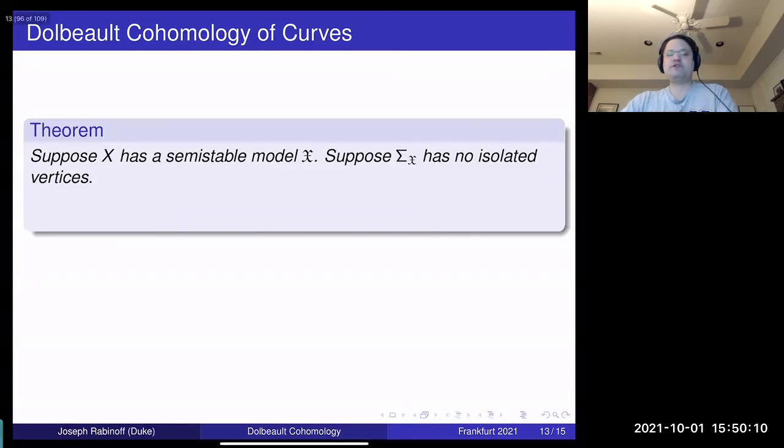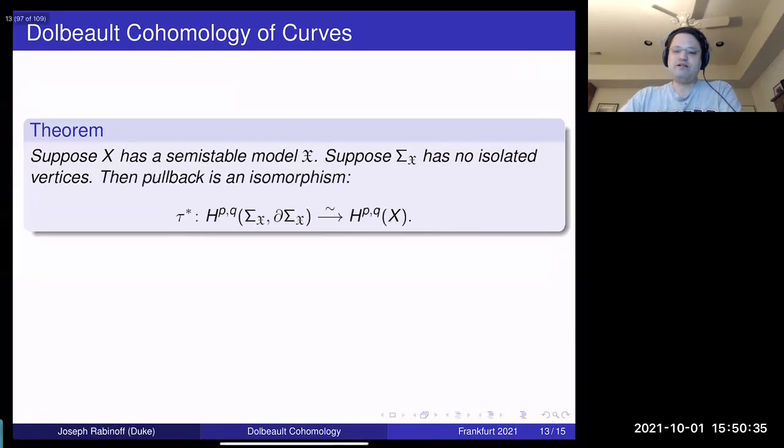But of course, you can always arrange for this not to happen by blowing up. If you have an isolated vertex that corresponds to a smooth connected component on the special fiber of your semi-stable model, and you're sad that your connected component is smooth, you can always blow it up and make it singular. So this isn't really much of a restriction. So then the pullback map on forms is an isomorphism on Dolbeault cohomology.